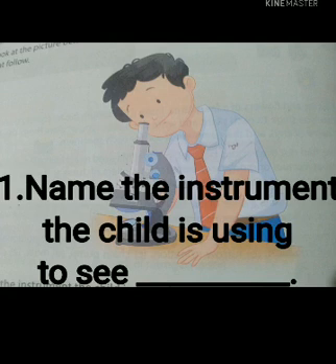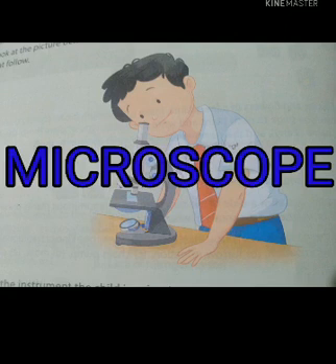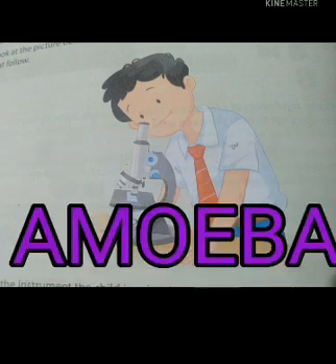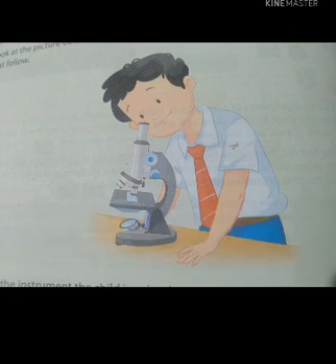1. Name the instrument the child is using to see. Dash. It is called a microscope. 2. Name the organism that the child could be viewing. Dash. Amoeba or insect? Which of these options? The answer is amoeba.